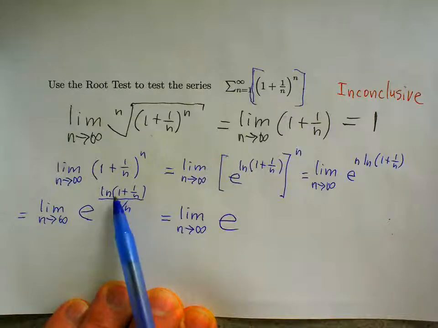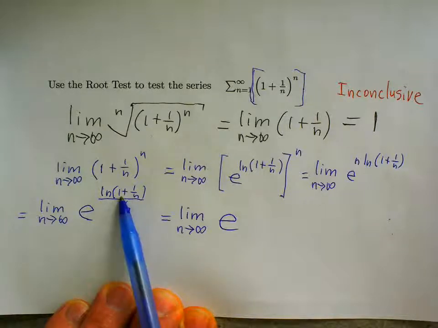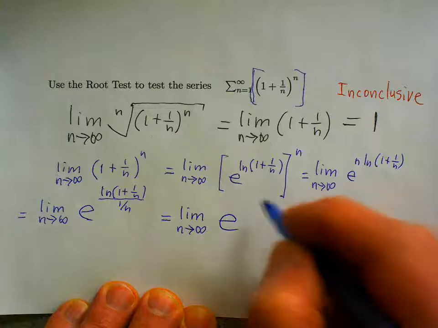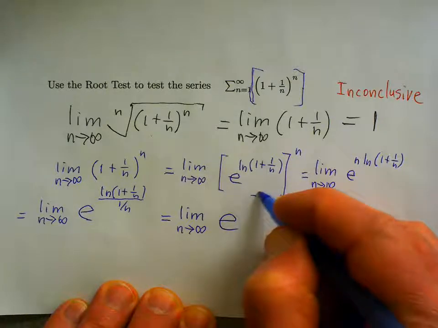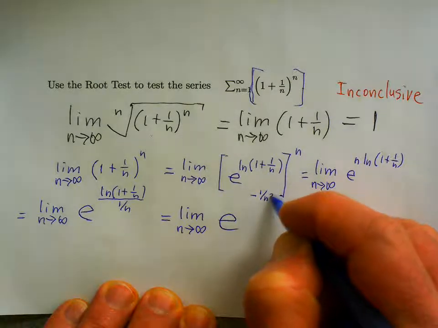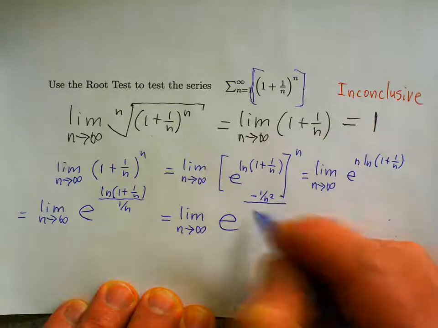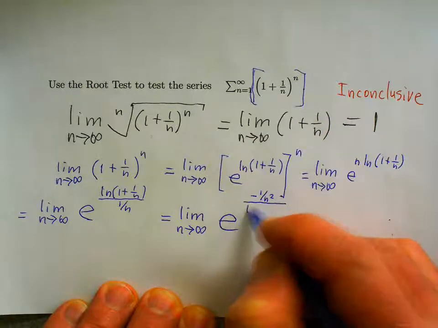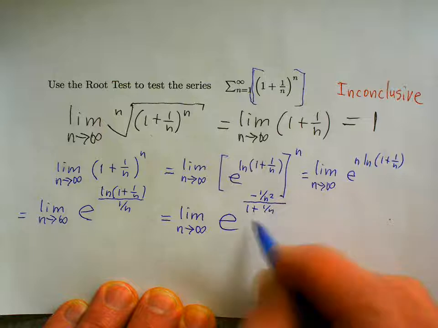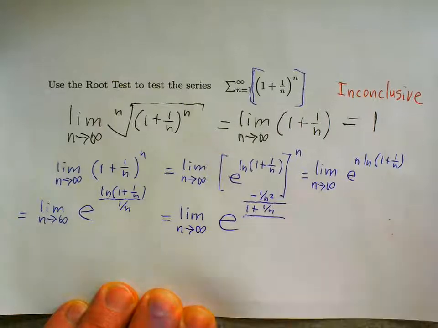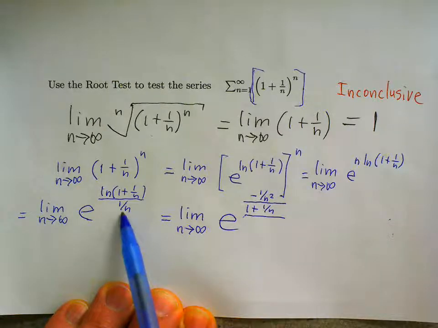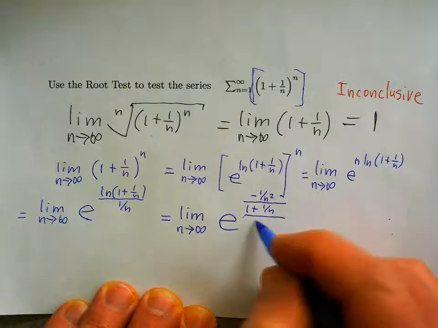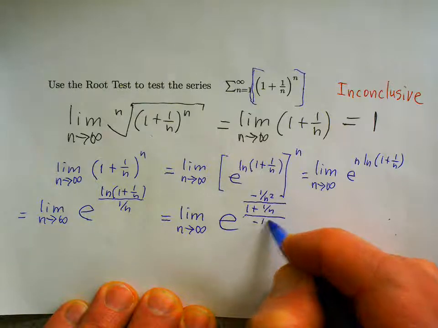Okay, the derivative of the natural log of 1 plus 1 over n is negative 1 over n squared over 1 plus 1 over n. And then in the denominator, the derivative of 1 over n is negative 1 over n squared.